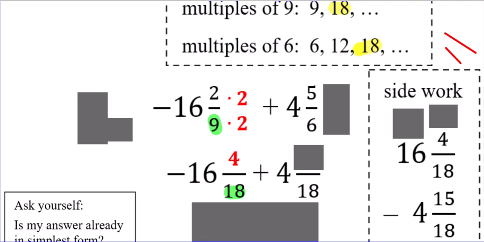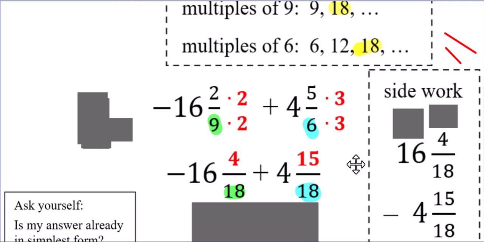And then over here, I ask myself, what times 6 is going to make 18? Well, that would be 3. 6 times 3 is 18. And if you do it to the denominator, you're going to also do it up top to the numerator. Again, please write this down. This is not already on your paper. 5 times 3 gives you, boom, 15. All right.